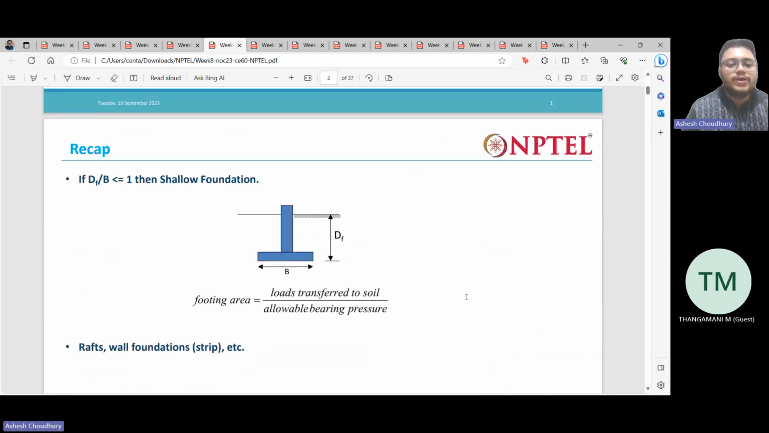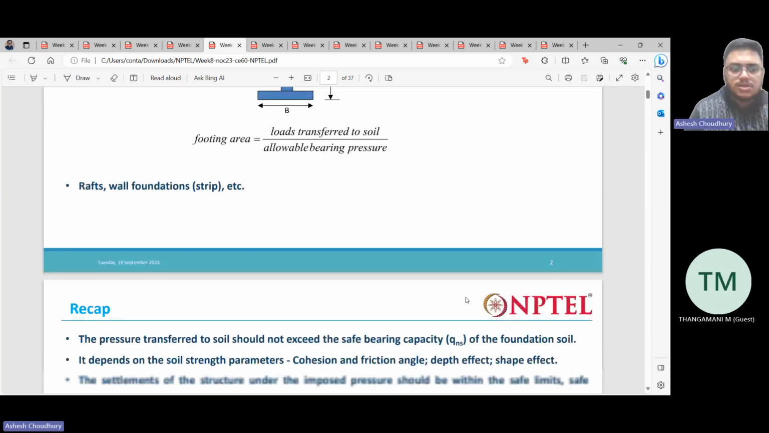So in the eighth week we started our discussion on foundations: how to calculate the bearing capacity of foundations and all those things. What is bearing pressure? What is bearing capacity? All these things we covered.